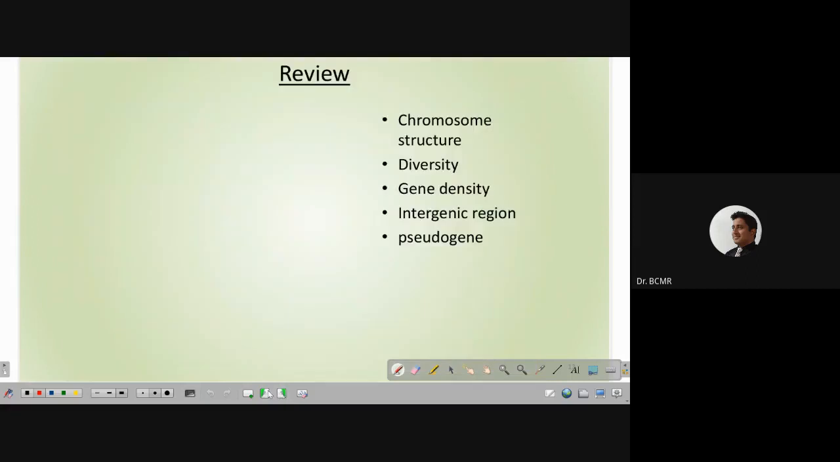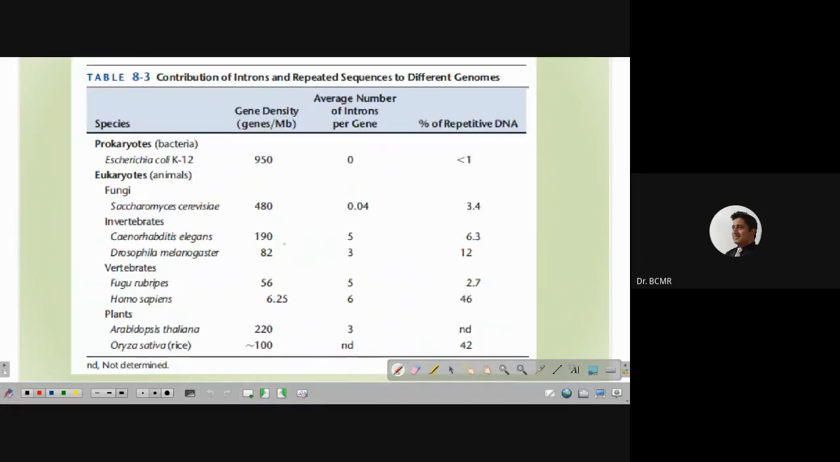Okay, this is the last slide, and we already have discussed the same thing. You have to know about the introns and repeated sequences in the genomes. Gene density reduces as the complexity increases. The average number of introns is also increasing, at least in this case. And the percent of repetitive DNA: we have a large amount of repetitive DNA, and we will discuss what is meant by repetitive DNA.